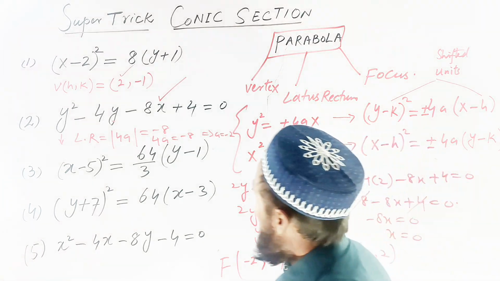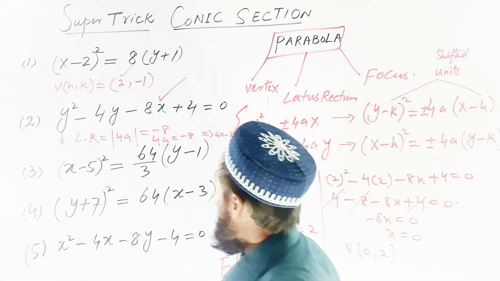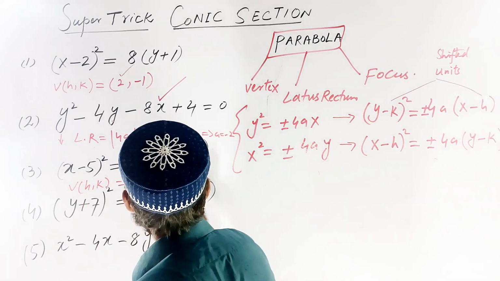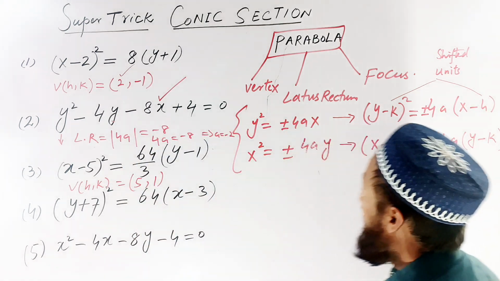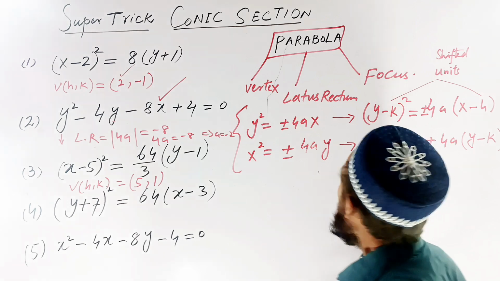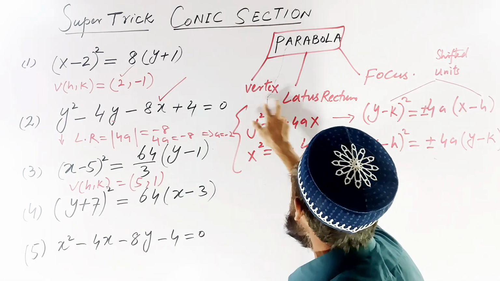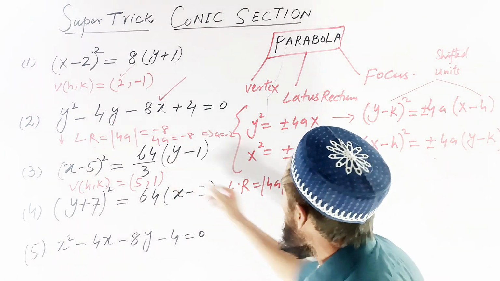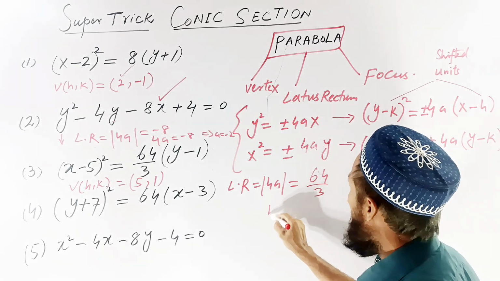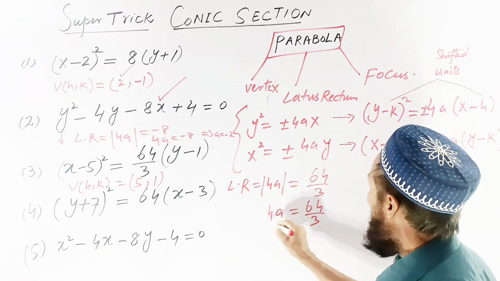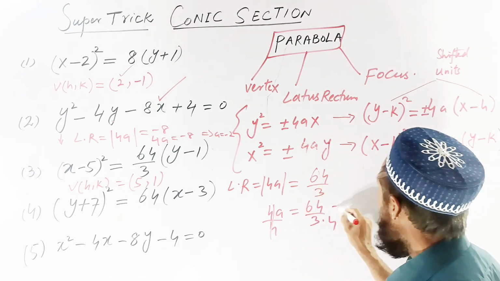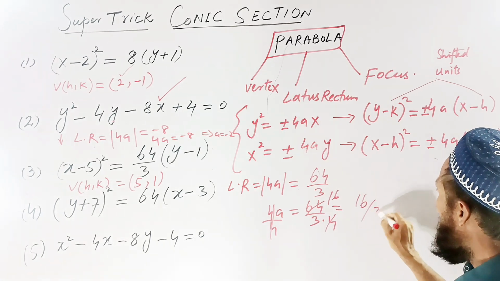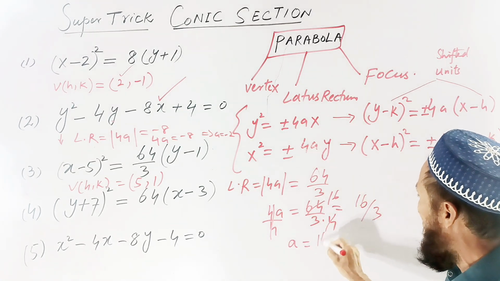Now the third equation. For the latus rectum, we find h is equal to 5 and k is equal to 1, so the vertex we already found, and now we are finding the latus rectum. The latus rectum is equal to 4a, absolute, which is 64 divided by 3. So 4a is equal to 64 divided by 3, and dividing both sides by 4, we get a is equal to 16 divided by 3.